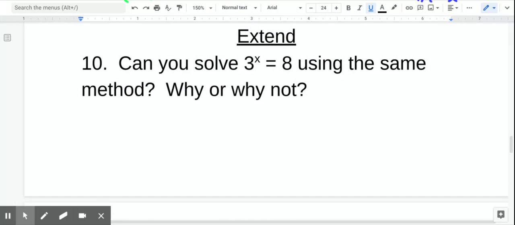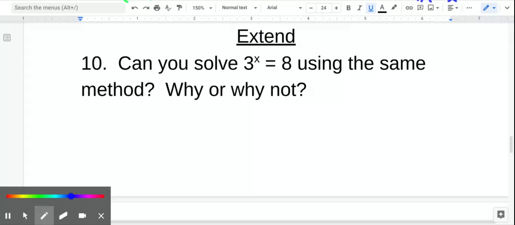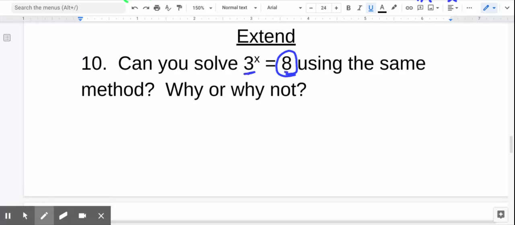Can we solve this one the same way? So the problem here is we have 3 to the x equals 8. There is no way to rewrite 8 as a power of 3. We can't get the same base here. So we can't solve this problem using the one-to-one property. The one-to-one property is really nice, but it is very limited. It only works for special types of problems.